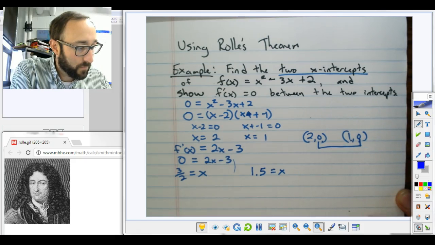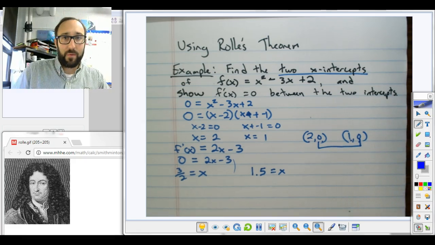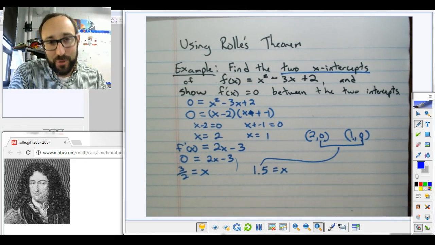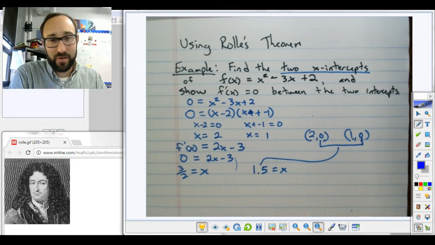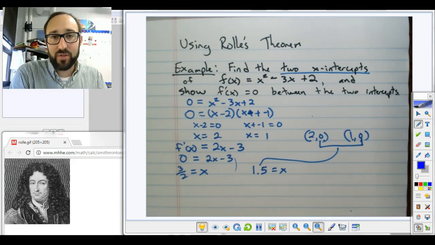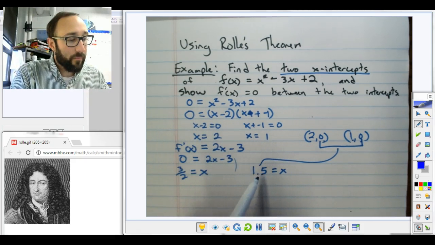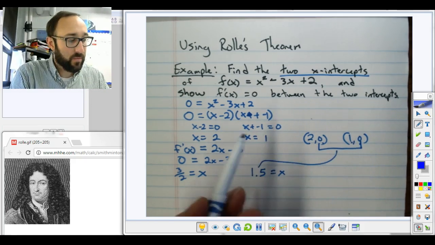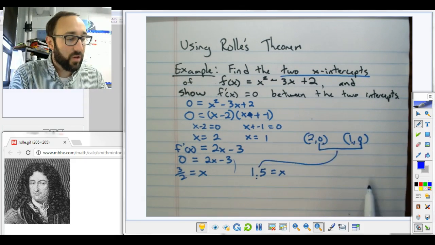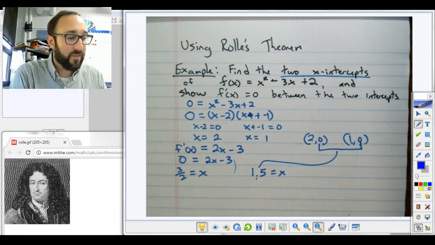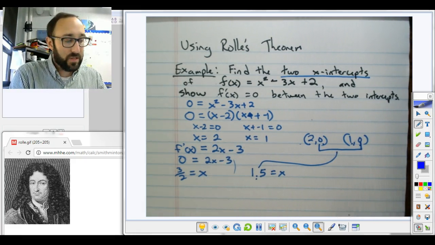So let's take a moment here and think about this. We know 1.5 is in between 1 and 2. So we know that this is in between those two spots, just like Rolle had predicted. We could find out whether it's a minimum or maximum depending on the number compared to the extremes. We could put in 1.5, 2, and 1. When we put in 2 and 1, it's going to be 0. So if I put in 1.5 squared minus 3 times 1.5 plus 2, if it's positive, I know it's a maximum. If it's negative, I know it's a minimum.